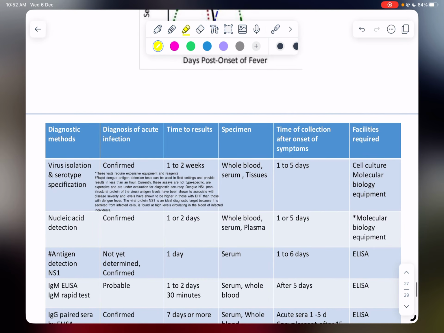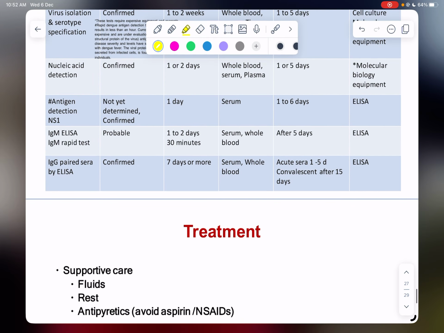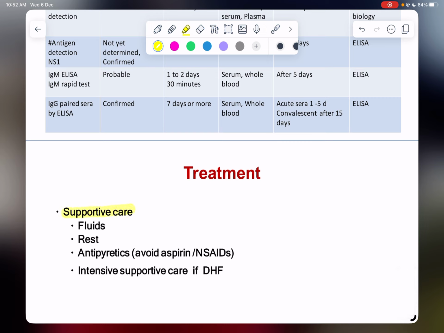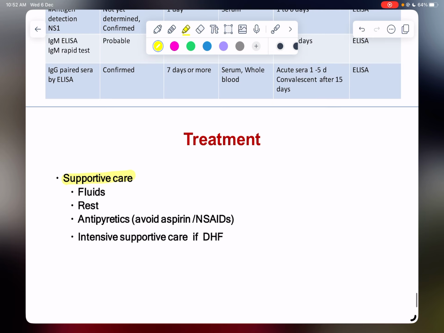There is no specific drug to manage dengue. The treatment is symptomatic. You need to give symptomatic treatment like antipyretics and analgesics to make the patient comfortable, reassurance, rest, fluids, and good diet, and depending upon how the disease progresses, you need to further give him the care.